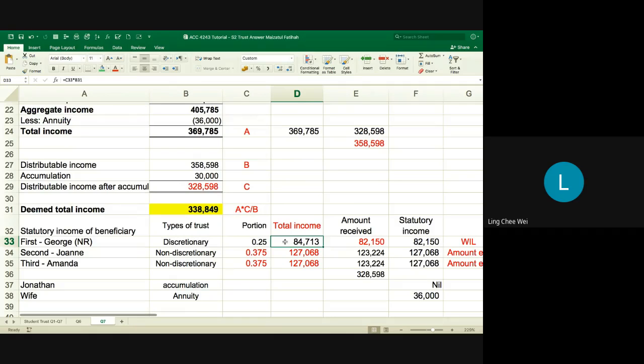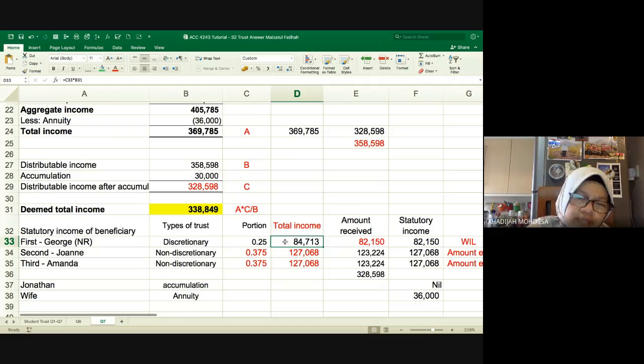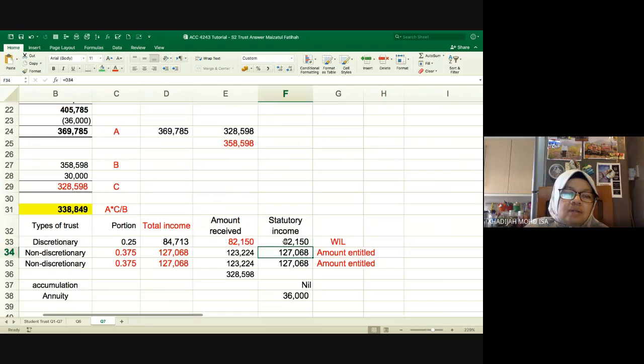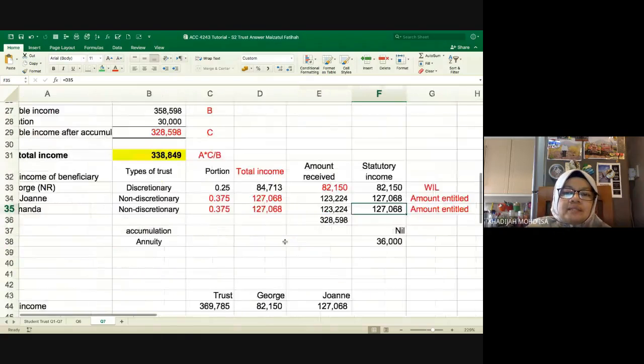Deemed total income times 1/4. Very good. That's how you compute your deemed total income times 1/4. And this one is the deemed total income times 0.375, or deemed total income times 3/4 times half. Similarly for these two. But remember that the amount received is 82,150, but here 123. And the statutory income: because it is discretionary, we take the lower, but for the non-discretionary, you take whatever amount is entitled to. So that will be your statutory income.